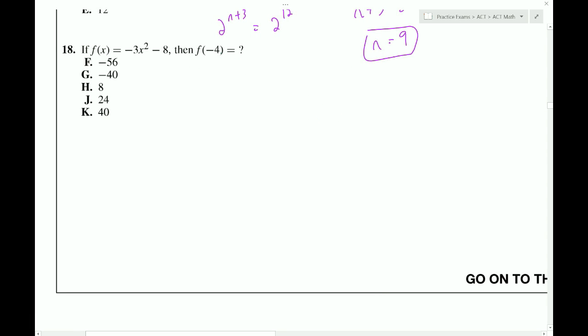Alright, so here we want to plug in minus 4 wherever we see x. So we get this for the value. Negative 4 squared is 16 times negative 3 will give you negative 48. Minus 8 is going to give you negative 56.